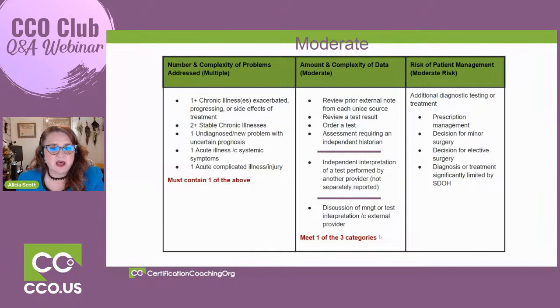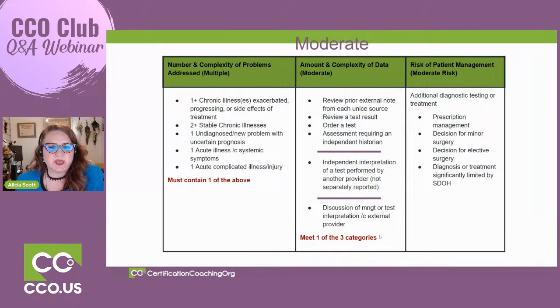And then under the purple bar, let's talk about independent interpretation of a test performed by another provider, not separately reported. So that would be consultation reports. The doctor that is treating the patient moved from New York to Texas, and he brings him the consult that he had from a doctor in New York, and so he reads it, and then he says, this is 10 years old, and we need to have some new tests done. So they have more testing done, and then the provider reads the new cardiologist reports that come in.